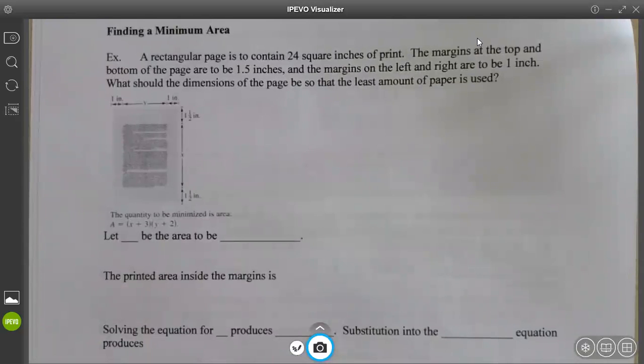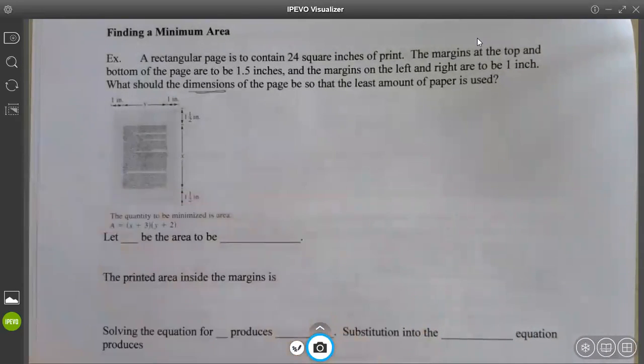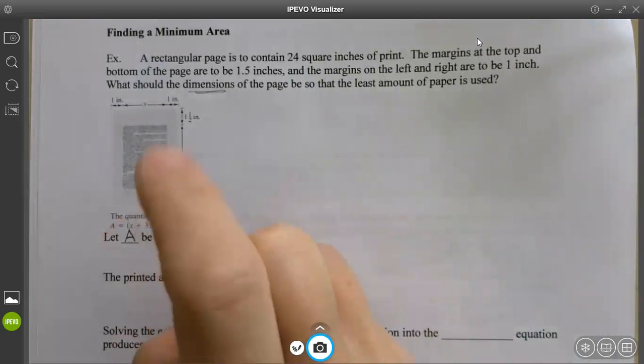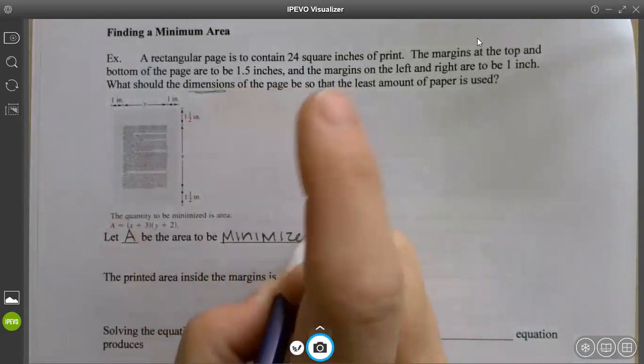So what would our primary equation talk about if we're talking about how much paper we're going to use? I mean, it's up there. The area. And do we want big or little? Little. So dimensions should tell you length times width. Does everybody understand that? Your dimensions, length times width. So area. And it wants the least amount of paper. So minimized.